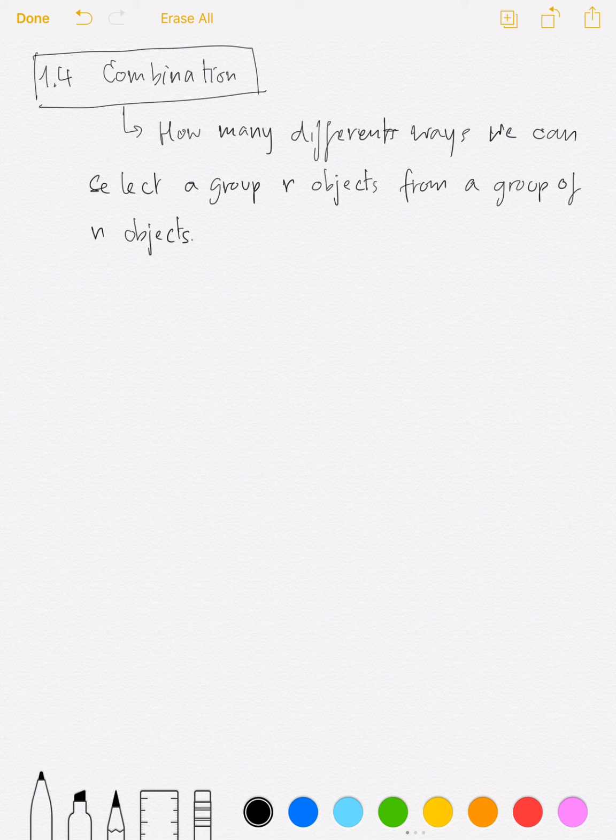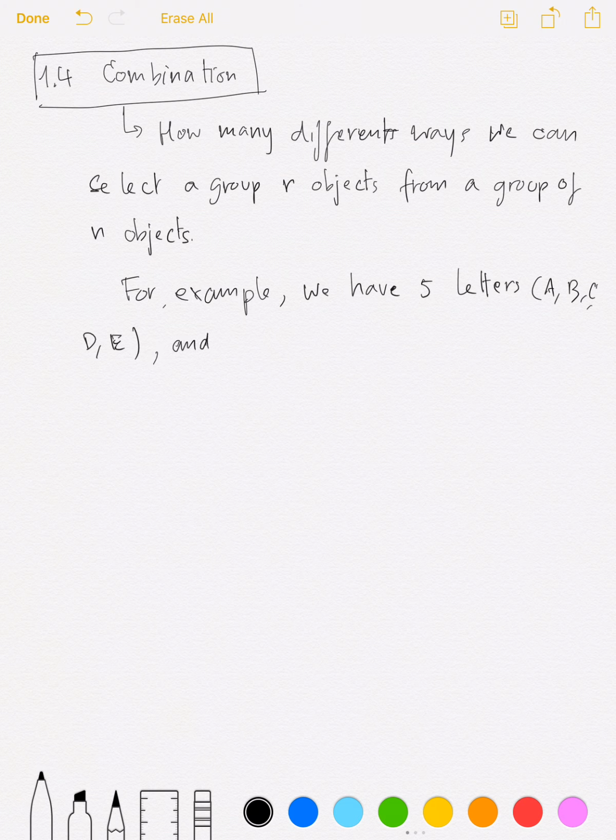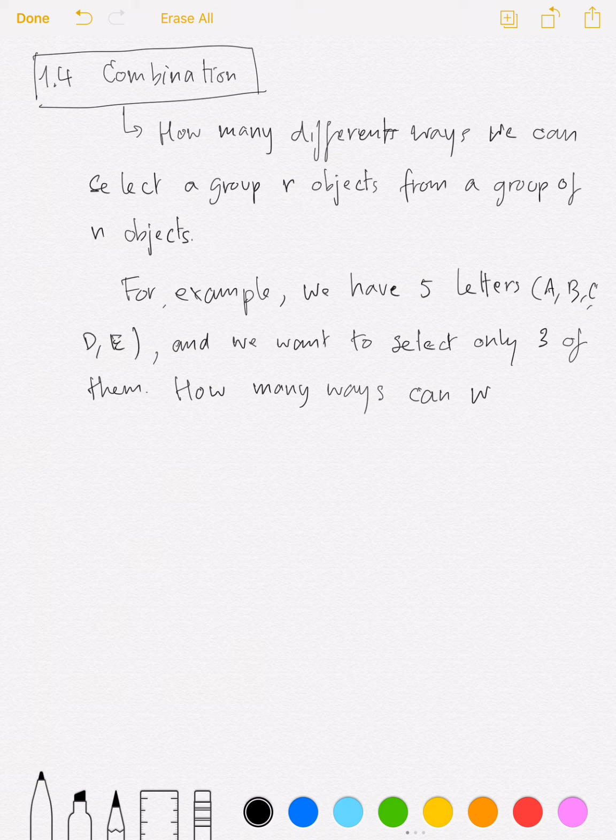When you think about it, for example, say we have 5 letters, A, B, C, D, E, and we want to select only 3 of them. How many ways can we do it?